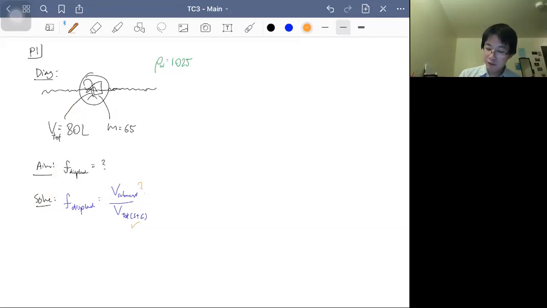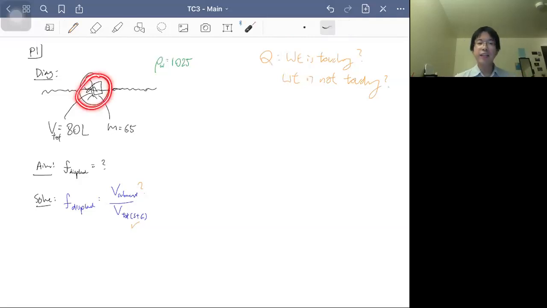You ask yourself two questions. Question one, what is touching the object? And question two, what is not touching the object? Anything that is touching the object will give rise to a force, contact forces. And anything that does not touch the object and still gives it a force is the non-contact forces. So what's touching my blob over here?